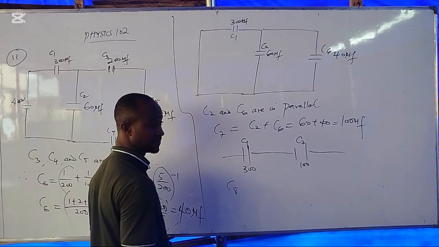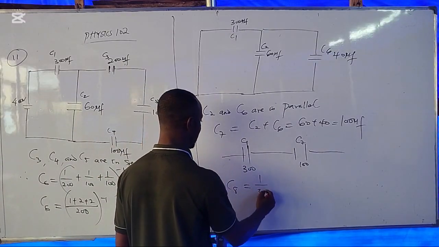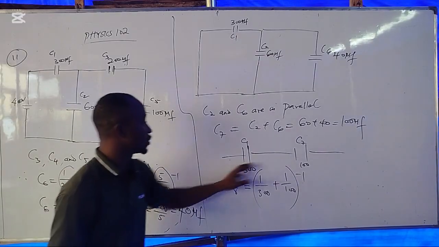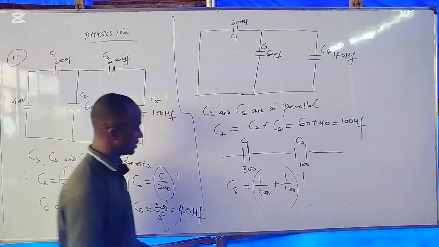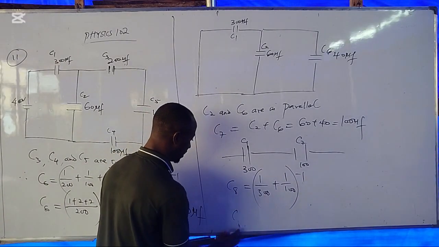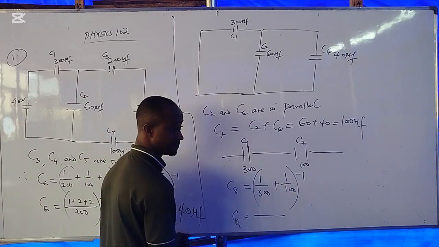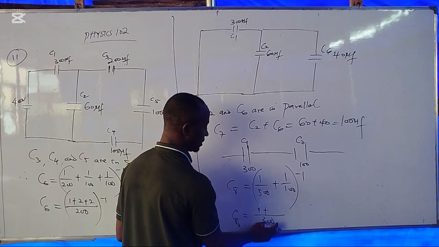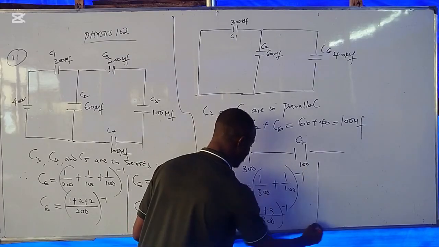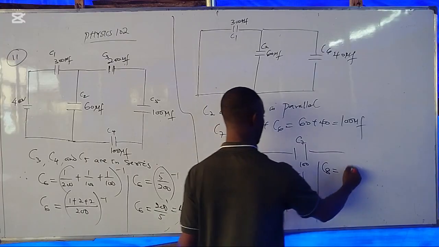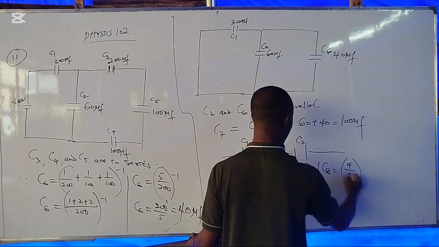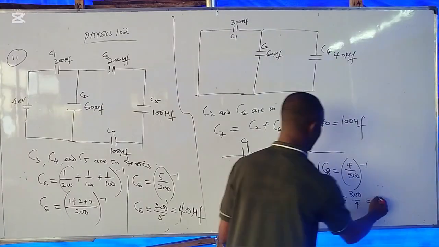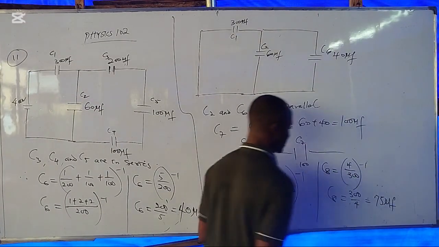C8 now, Abi. What's the C8? 1 over 300 plus 1 over 100, always power minus 1. These two are in series, is it not so? Right? And what's the answer? C8 becomes what? What's the LCM here? 300 into 300 is what? So we have 1 plus 3, right? Always power minus 1. So yes, C8 then becomes 4 over 300, always power minus 1. What's our C8? 300 over 4. What's the answer here? 75 microfarad. Is it not?